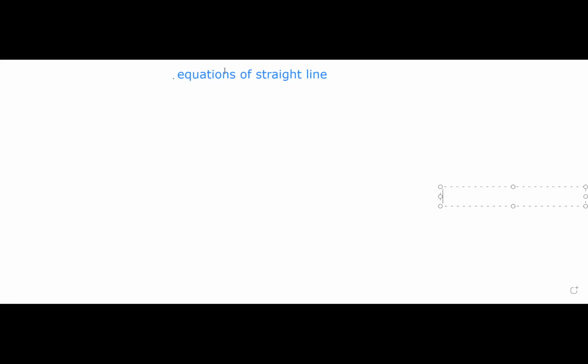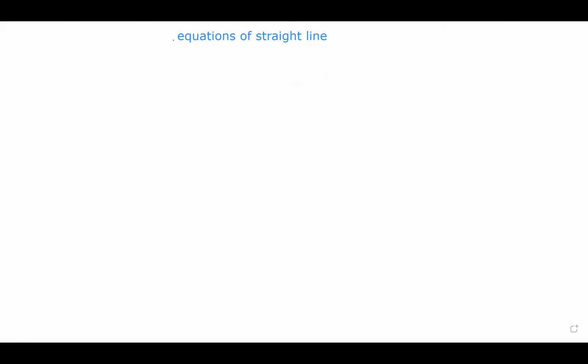Before we start, let us summarize what we learned last time. We learned that we have the equation of a straight line, right? We have two forms. What are the two forms? Cartesian and parametric, right?